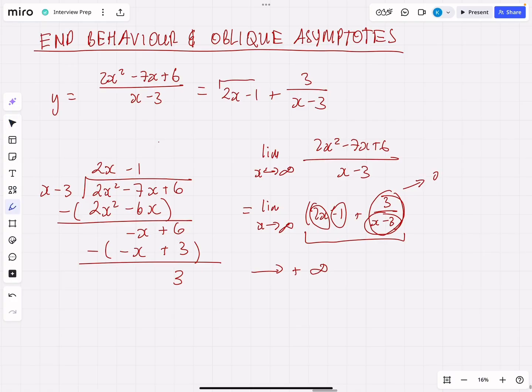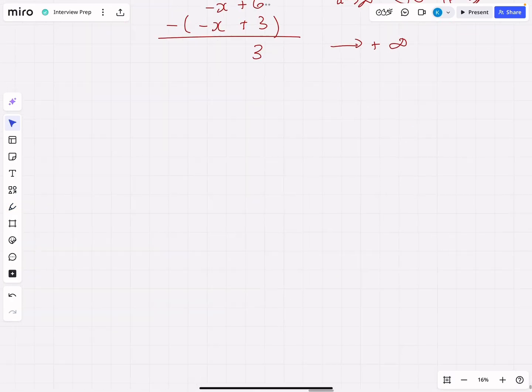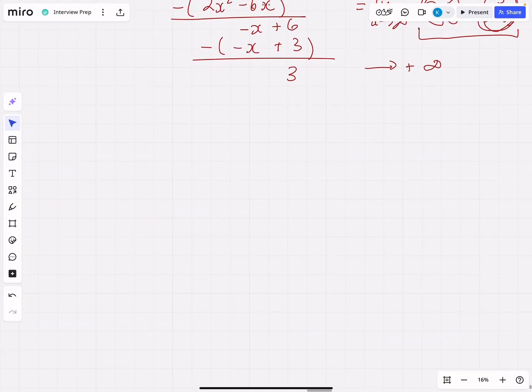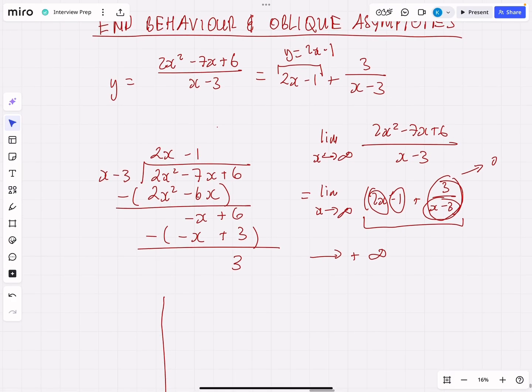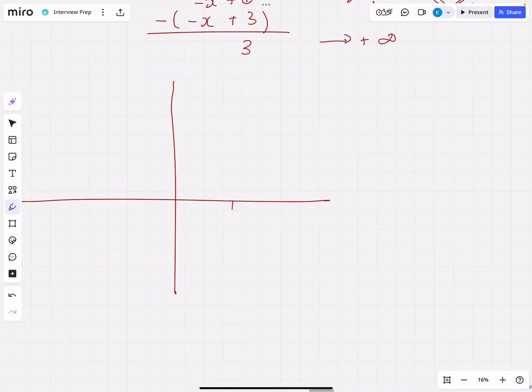Now this part of the graph here, 2x minus 1, is very important. This is going to be our oblique asymptote. So we're going to have an oblique asymptote at y equals 2x minus 1. So we say that, and we know if we were going to sketch this, we have y equals x minus 3. So we're going to have a vertical asymptote at x equals 3.